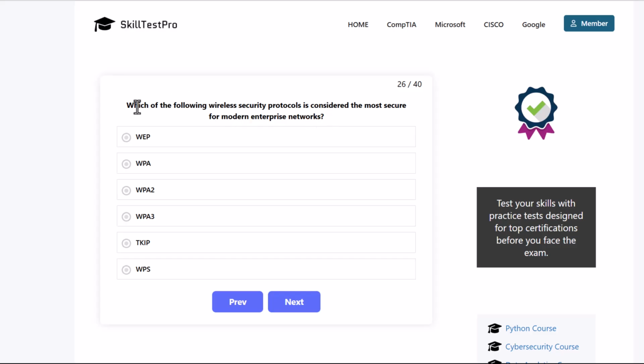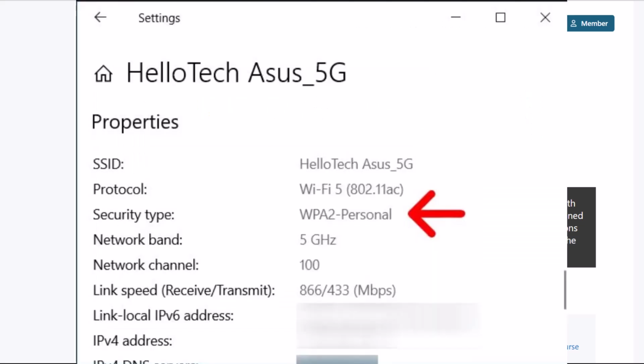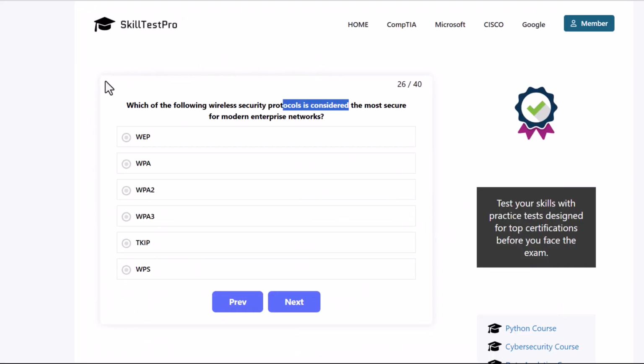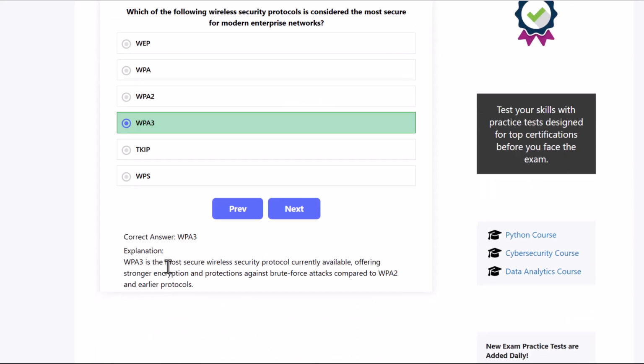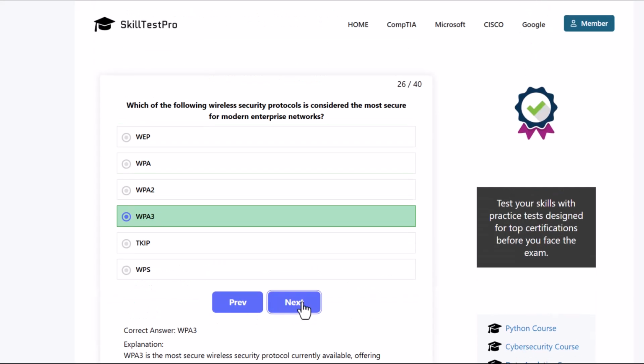And here we again are talking about wireless, this means Wi-Fi, and security protocols which you would set up on your router, on your home router. WEP, WPA, WPA2, WPA3, TKIP, or WPS. And here the correct answer is logically WPA3, as WPA3 is the most secure wireless security protocol currently available, offering stronger encryption and protections against brute force attacks compared to WPA2 and earlier protocols.